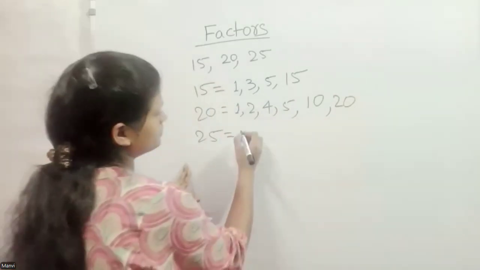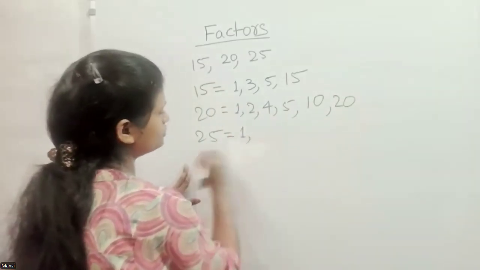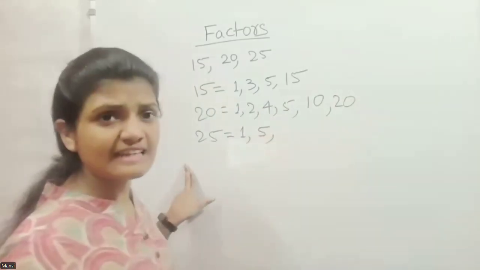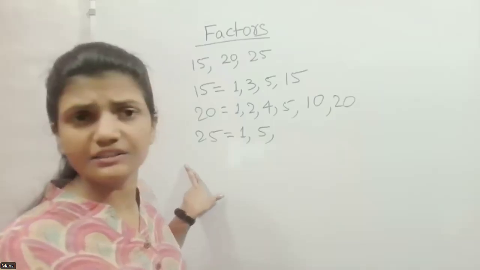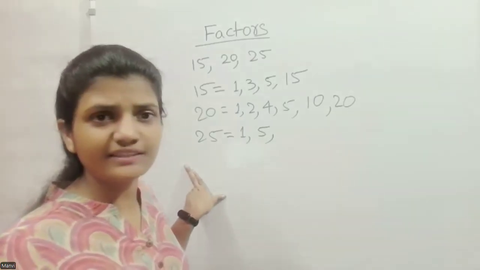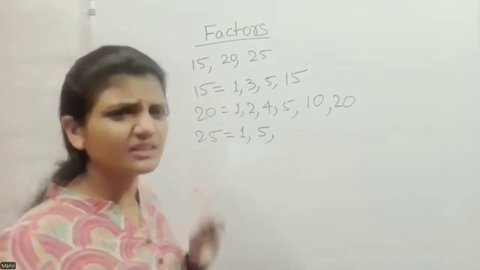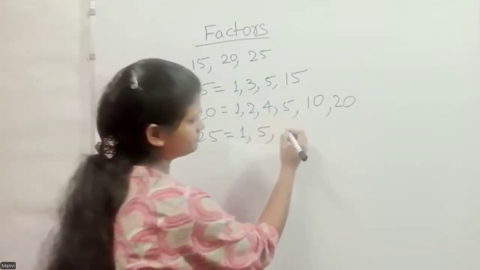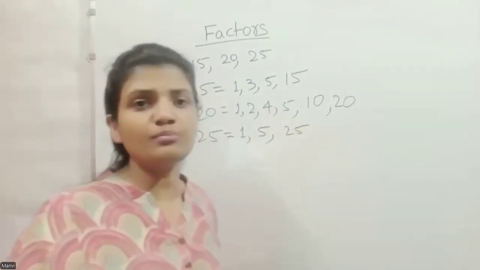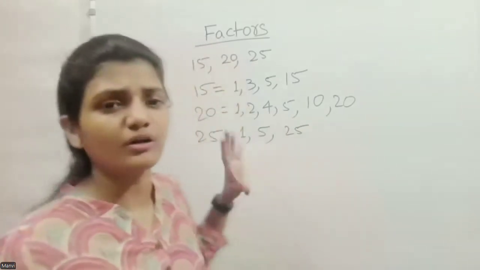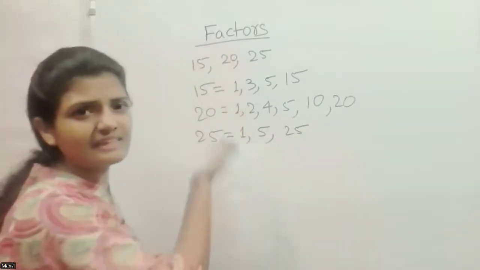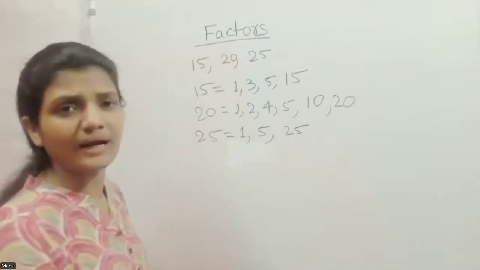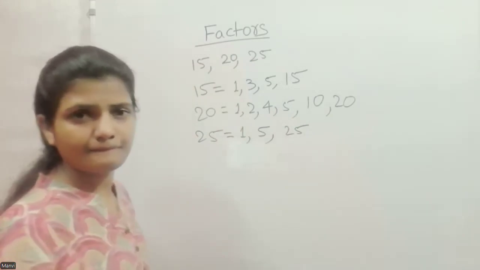So for 25, first is 1, then 2, not possible, 3, not possible, 4, no, then 5. In 6 times table 25 will never come. 7, no. 8, no. 9, no. 10, no. 11, 12, 13, 14, no. So the next is just 25, because we know the timetables till 12. So we remember we can't see 25 in those timetables. These things come out just because of practice. Put the answer.